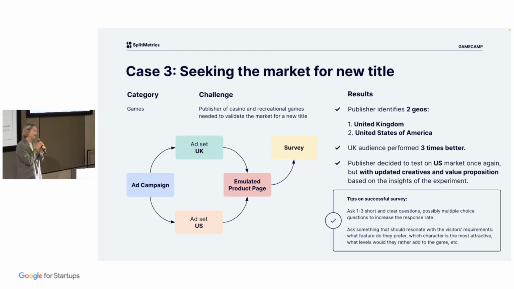In this specific case, we compared which market is better to invest money in, UK or US. As a result of this experiment, the UK audience performed 3 times higher. Nevertheless, the publisher decided to test the US region one more time, but taking into consideration the insights that were taken through the experiments.